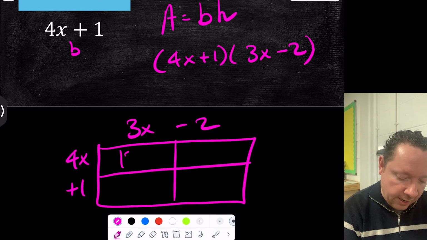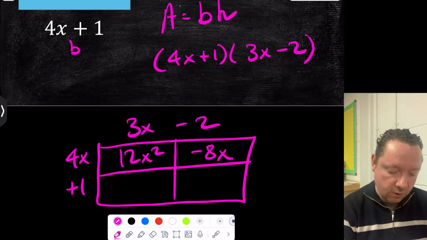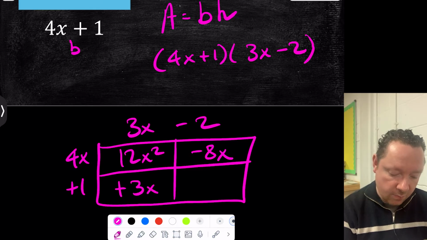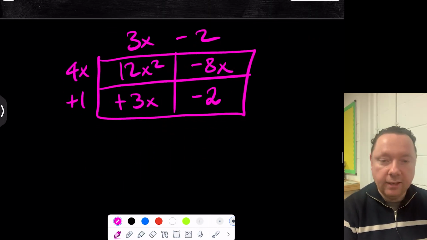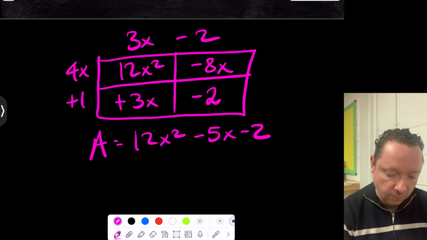That gives me 12x squared minus 8x plus 3x minus 2. Taking it outside the box then, our area is equal to 12x squared minus 8 plus 3 is minus 5x, and then minus 2.